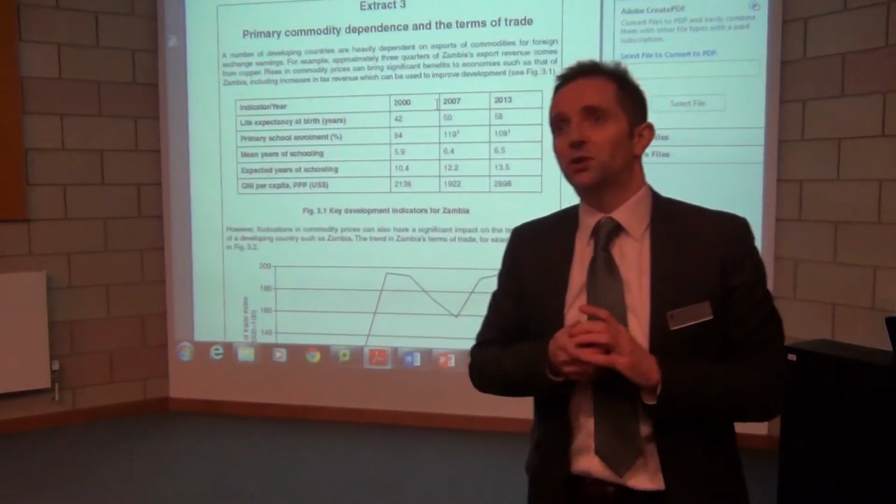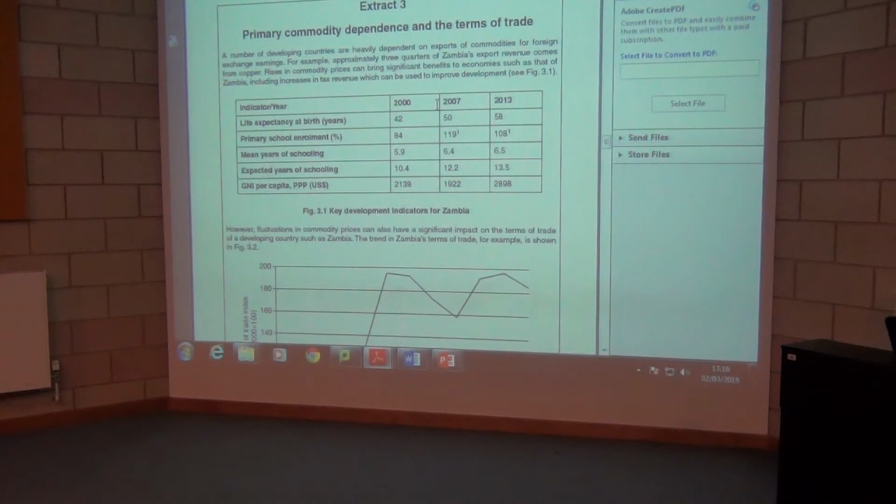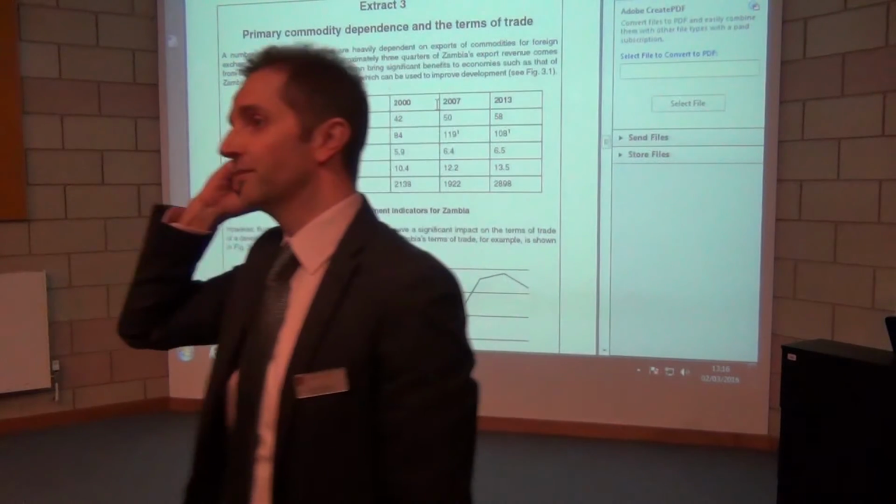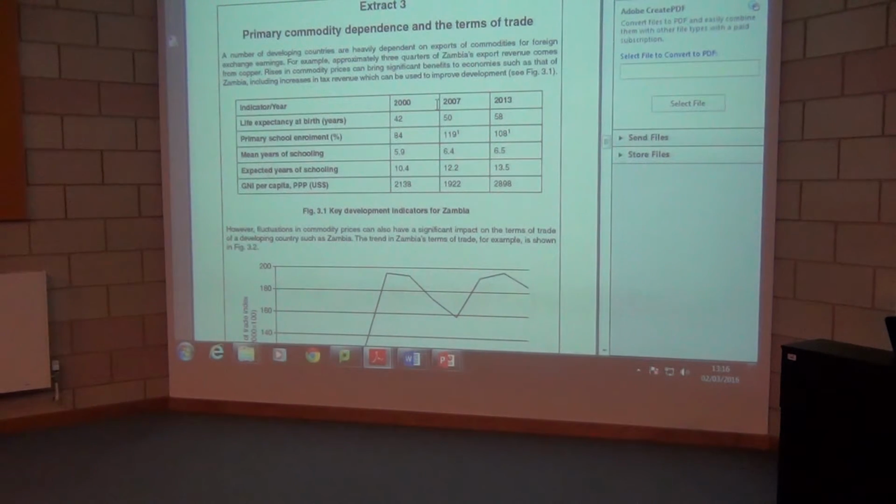The mean years of schooling, this means, for example, you will all start school, I guess, around the age of 5. And you'll all go to school until you're 18. So the mean years of schooling in the UK is probably 13 years. So you start at age 5 and you finish at 18. This table is telling you that in the year 2000, kids in Zambia were starting school around about age 5, and they were only spending about 6 years in school. So by the time they were 11, they had actually finished their education.